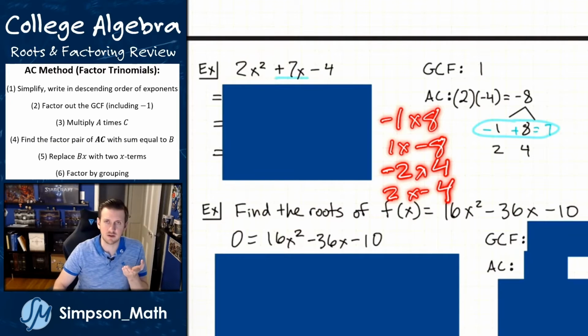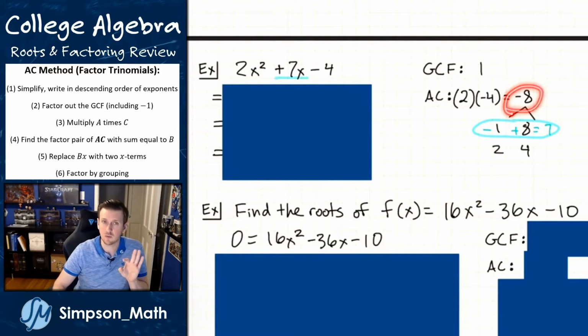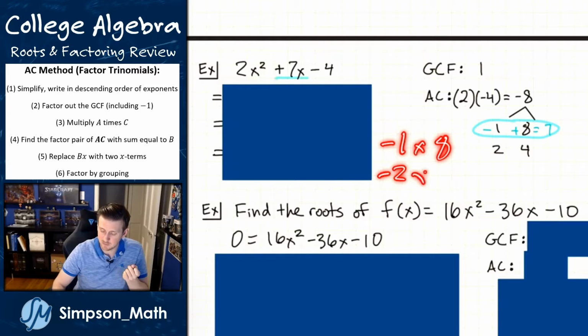Now, I'm not going to bother writing all 4 of those down. I'm just going to be aware that one of the numbers needs to be negative, not both. So if it's going to be a negative 8, one of the numbers needs to be negative. Now, I'm looking for a sum of positive 7x. Since it's a sum of positive 7x, I already know that it's either going to be a negative 1 times 8 or a negative 2 times 4. I've eliminated the other 2 options.